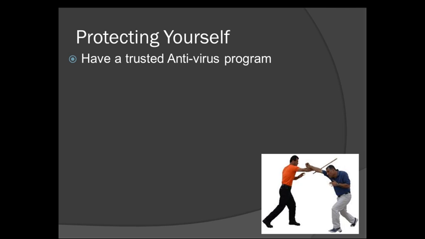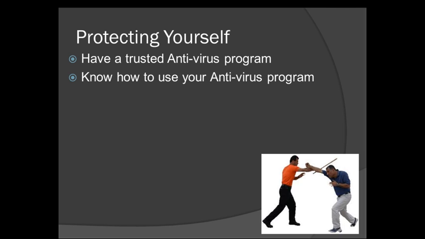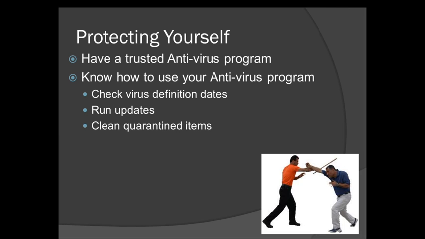Antivirus programs are able to track the latest threats and viruses through a special set of files called definitions. These virus definitions are updated at least once a day, if not more. It is vital to make sure that your virus definitions are always current to be confident that you're always protected. You need to make sure you are knowledgeable about how to use your antivirus program, how to check the virus definition dates, how to run updates on the program itself, and how to clean quarantine items.